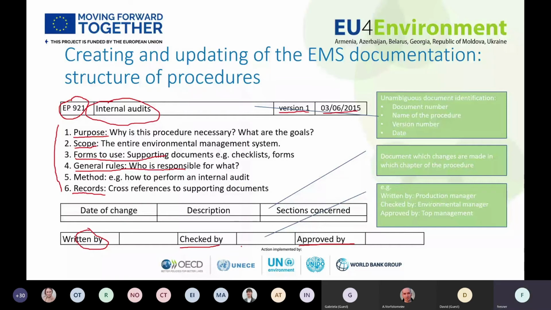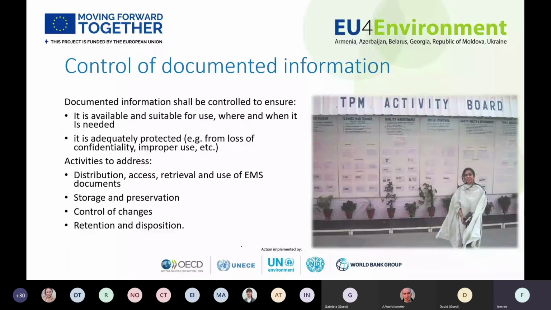The documented information should be available and suitable for use where it's needed. It should be adequately protected. This was the point I was raising with the one central copy on the server, and all the other copies are just for information. And the people using these copies must make sure that the copy they have complies with the master document. And of course, storage, preservation, backup, and so on, control of changes are topics to address.